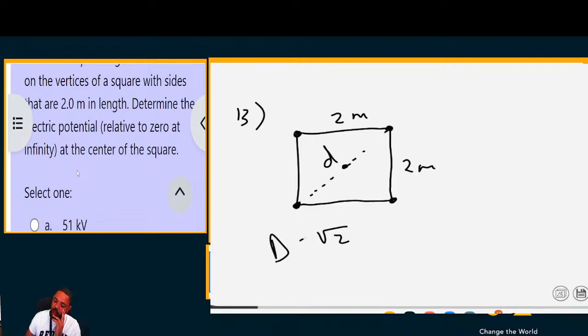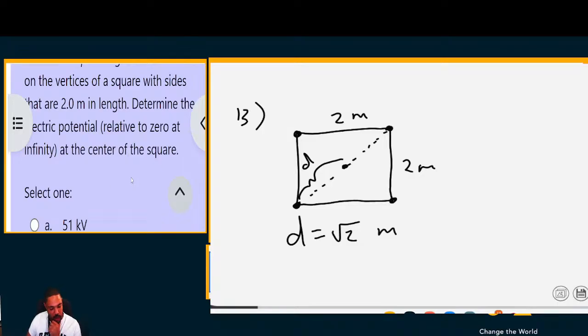Let's call it big D. Distance to the square root 2. I should have rather called the diagonal distance big D and then half that small d. But let's say that distance there is small d. Okay, let's refer to it as small d, and it's square root 2 meters. That's about 1.41 meters. Okay, now they want determine the electric potential at that point.